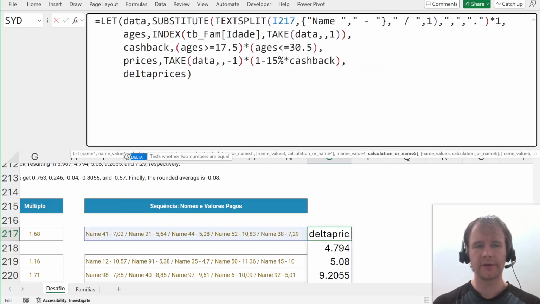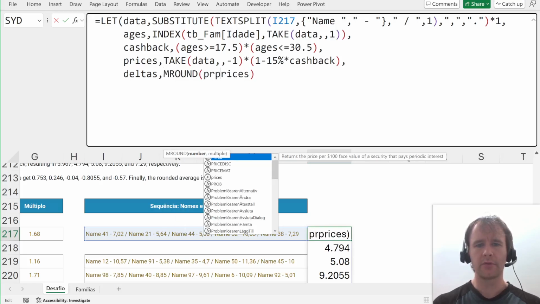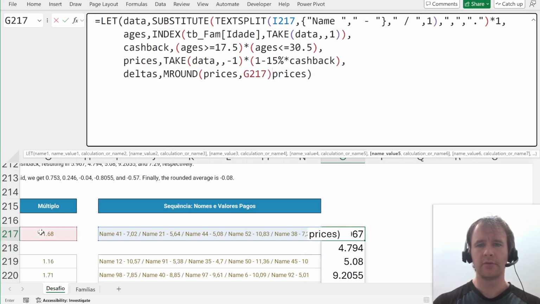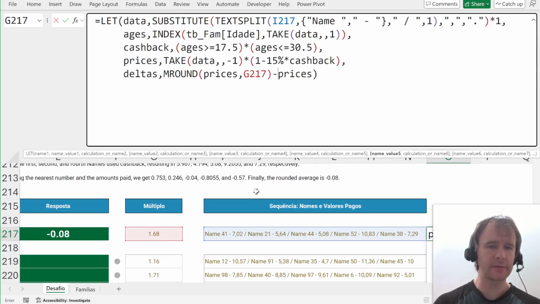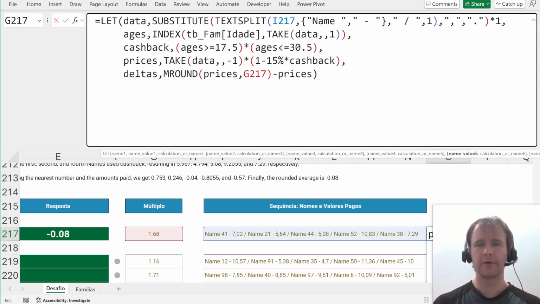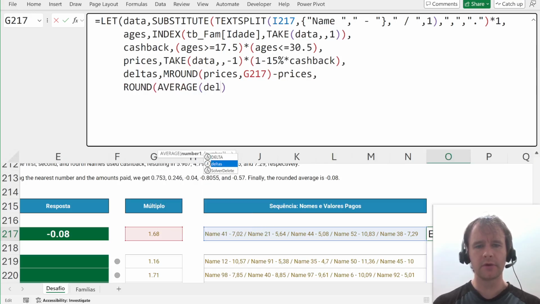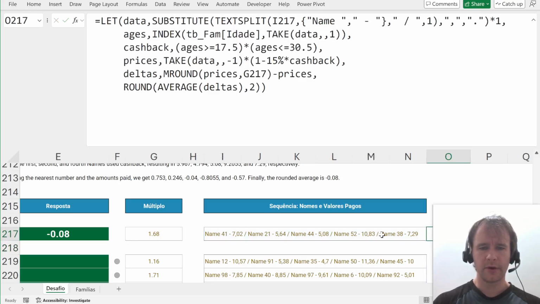So I'll say deltas, that will be m round prices to the multiple of this minus prices. And then I want the average and rounded. Sorry, I thought I wanted an absolute, but I don't. So let's return, round average of deltas to 2 decimal places. Does that give me minus 0.8?